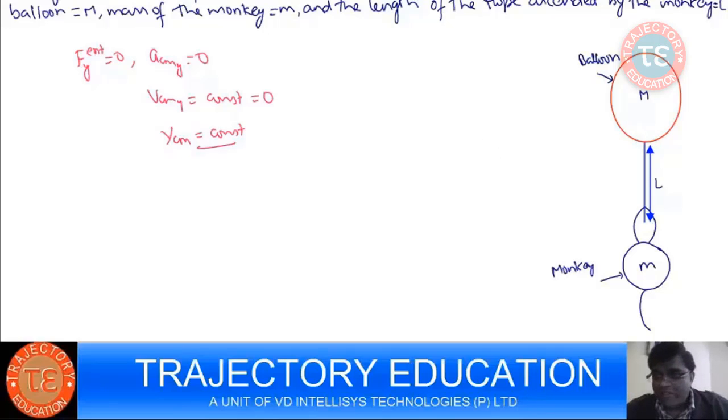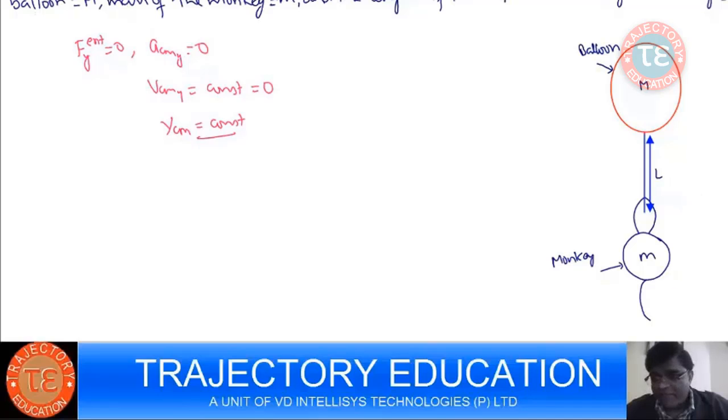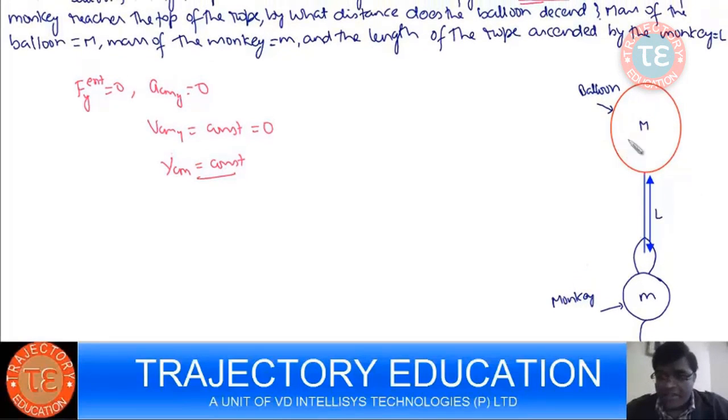So let's calculate YCM initially. First of all, in order to calculate YCM, let's take a reference for measuring y position. Let's take some horizontal line which can be used as a reference for measuring the y position of the balloon and the monkey. Say this is the reference position. You can take any reference, there is no hard and fast rule. So I am taking this as the reference, right?